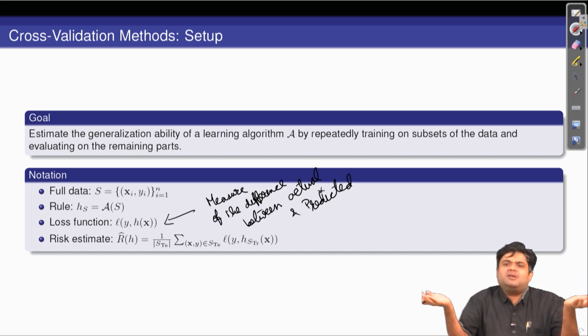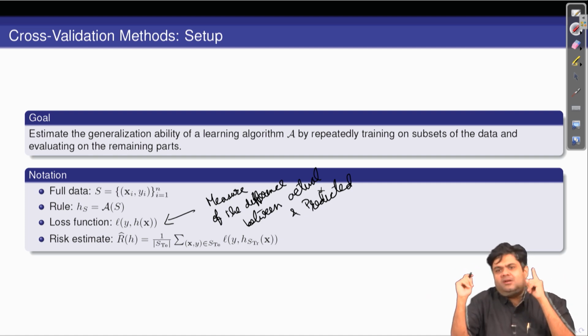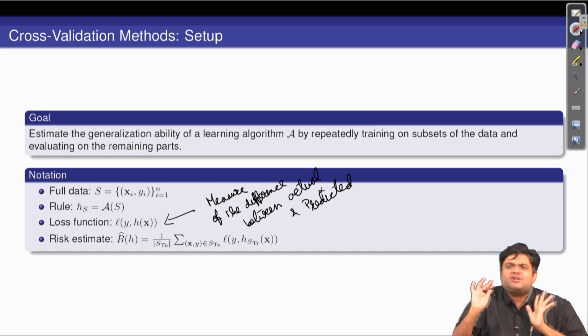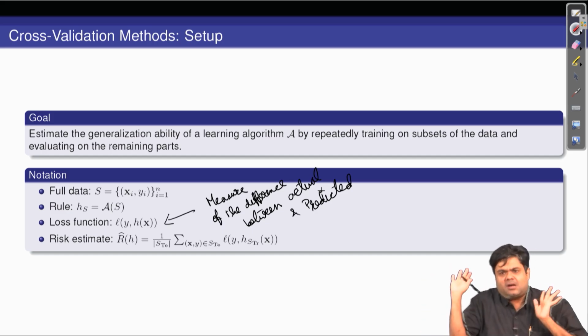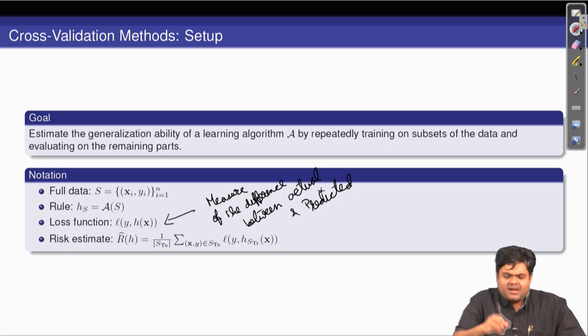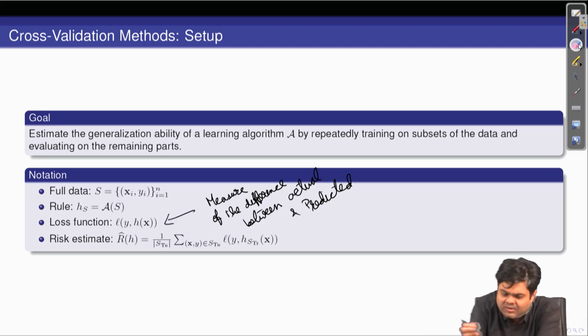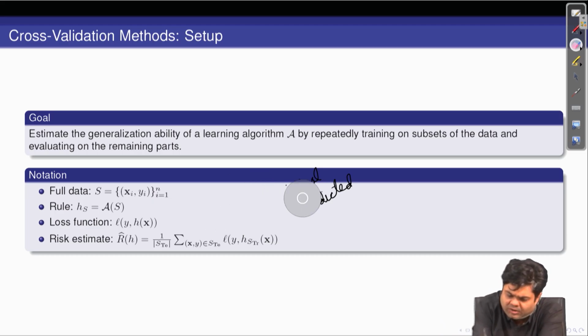Or another thing can be, you can stratify the difference: if the difference is between 0 to 10, you give it a number 1. If it is between 10 to 20, you give it 2. You can do all sorts of difference measures, but some measure of difference between predicted and actual, that's your loss function. And the risk estimate is basically, over the training sample, you calculate the loss function for all the training data points and divide it by the size of the training data.